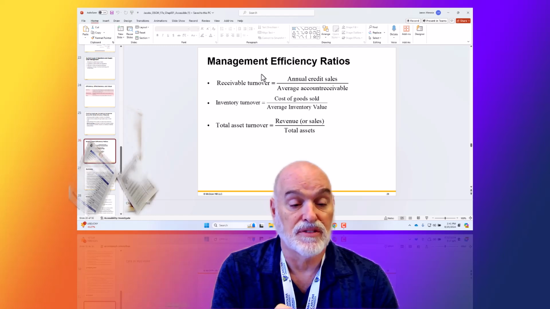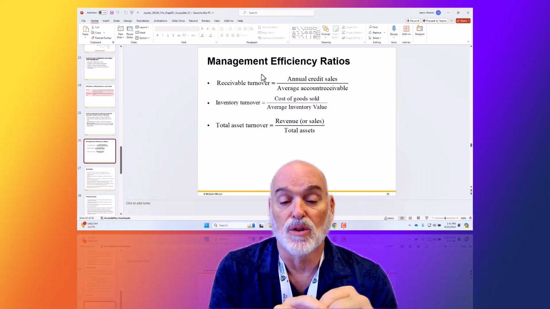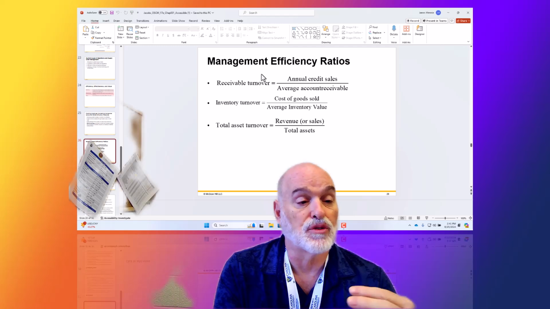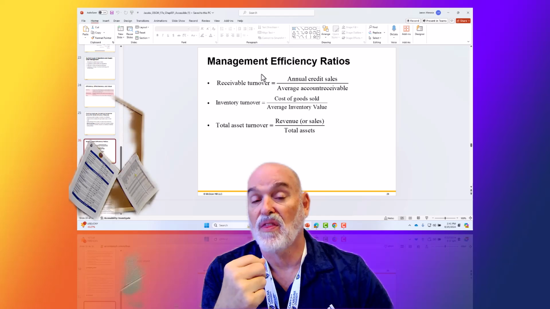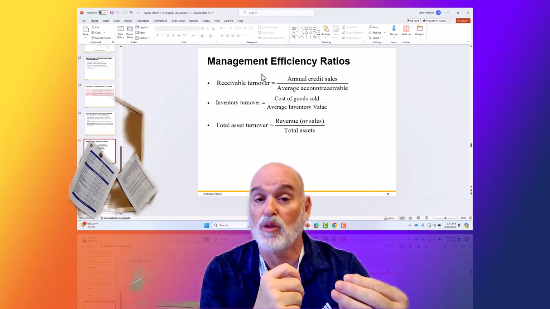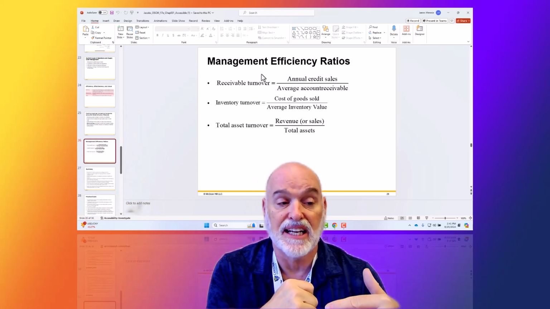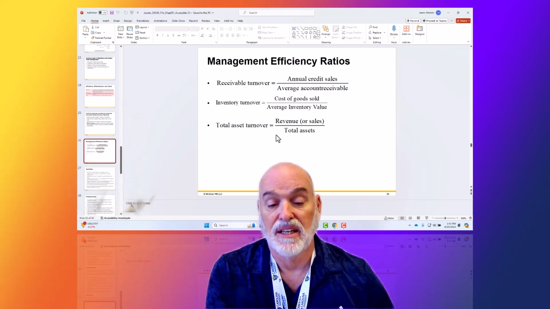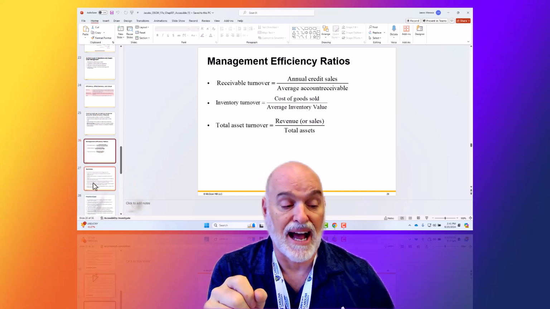As for inventory turnover, this is a really important measure as well. It's cost of goods sold divided by the average inventory. This is sometimes known as inventory turns. How many times does a company turn its inventory? Well, the higher the turn of the inventory, the higher the sales, and hopefully that company is profitable, so if it's higher sales, then the expectation is higher profit. Total asset turnover is basically revenue or sales divided by total assets.